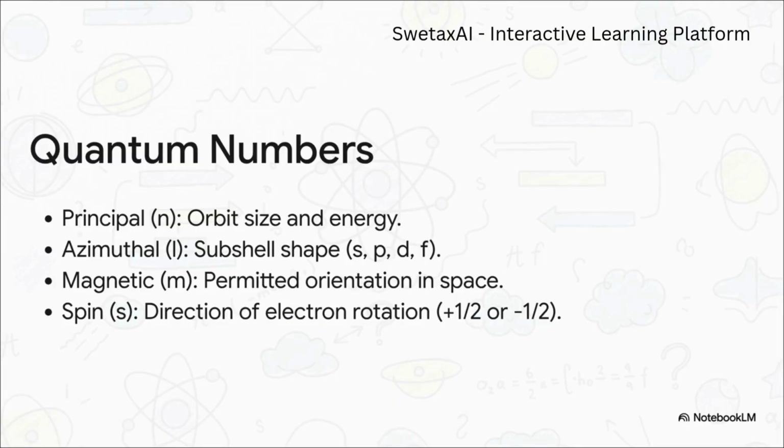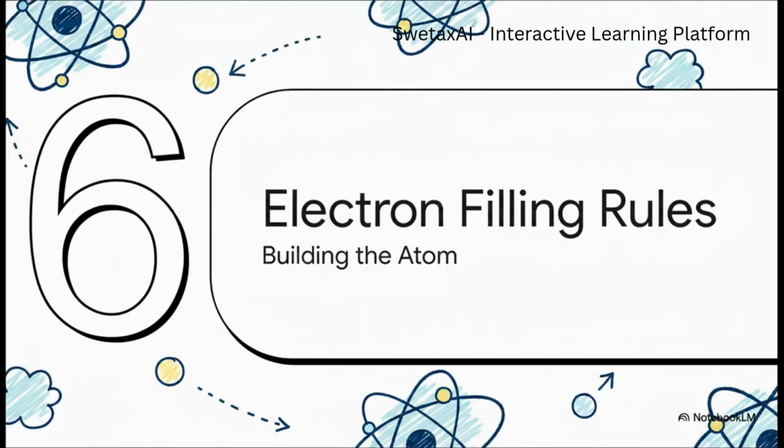Then we have the magnetic quantum number, M, which gives us the specific 3D orientation, varying from negative L to positive L. And lastly, the spin quantum number, S. This one's easy. It just tells us if the electron is rotating clockwise, so plus a half, or counterclockwise, minus a half.